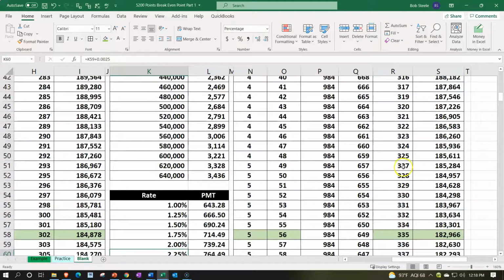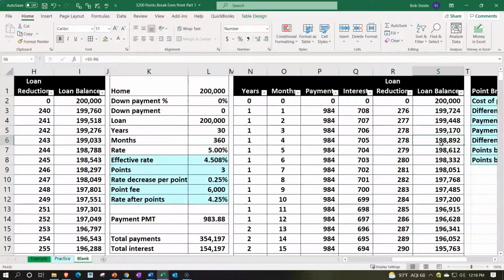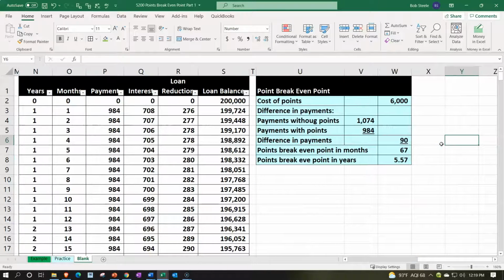But it also doesn't take into consideration basically the cash flow of the points up top and the difference in the cash flow. But we also have these differences in terms of the loan balance at the end. So if you actually sold the property after that point in time, then you'd have to pay off the loan at that point in time. So it's a little bit more complex than just that.